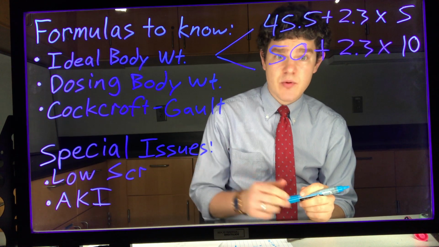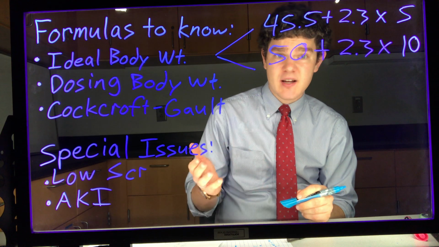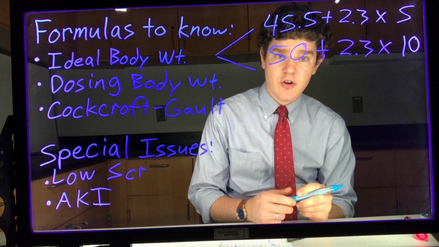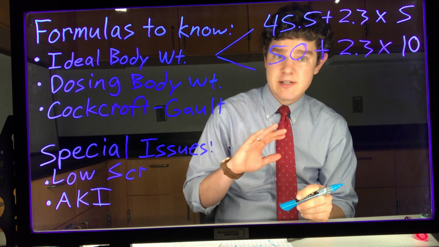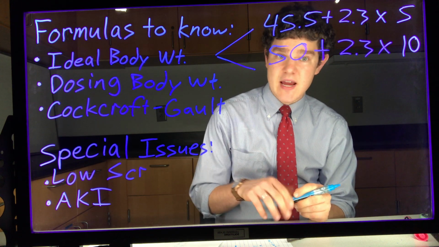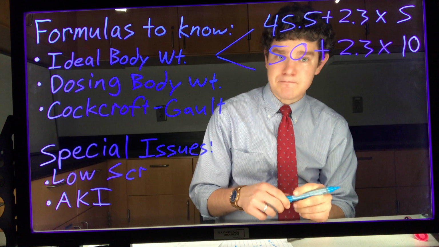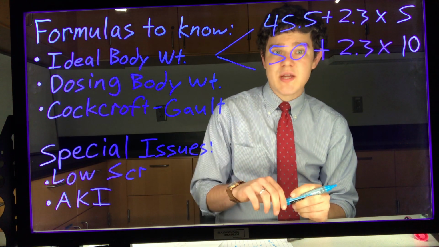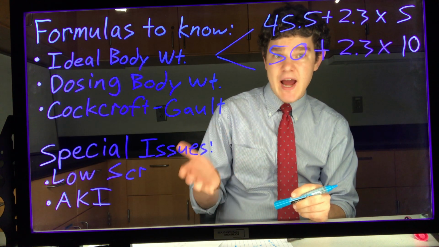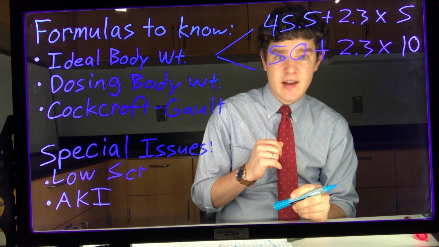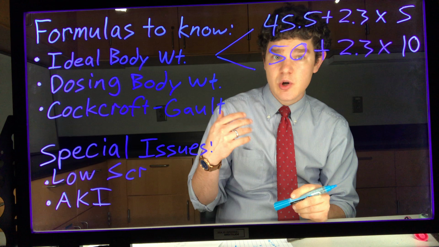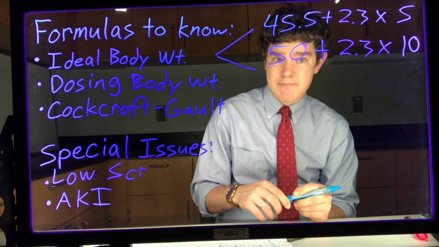A few things to remember when factoring in the weight that you use for the CrCl formula, which is one of the formulas that I want you all to remember and have down pat for the exam and in general your career. So when to use what weight? If the actual body weight is less than the ideal body weight that you just calculated, this is a situation where we would always use the actual body weight.